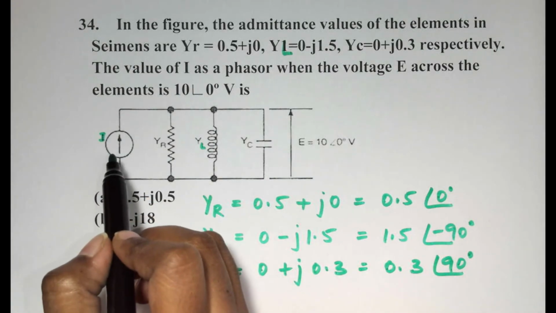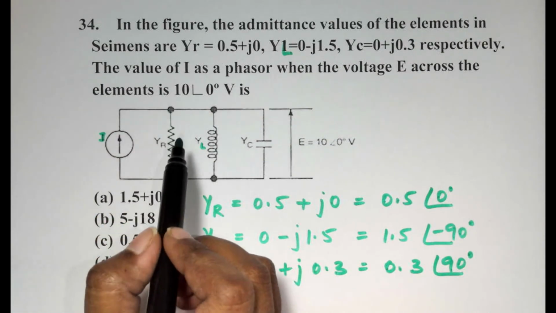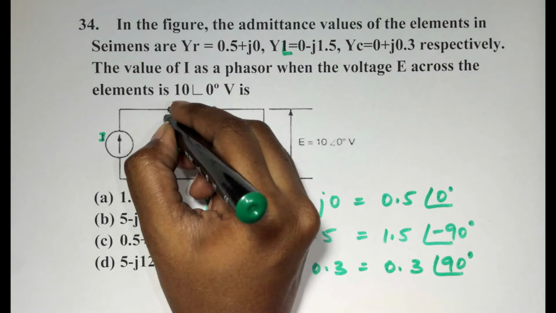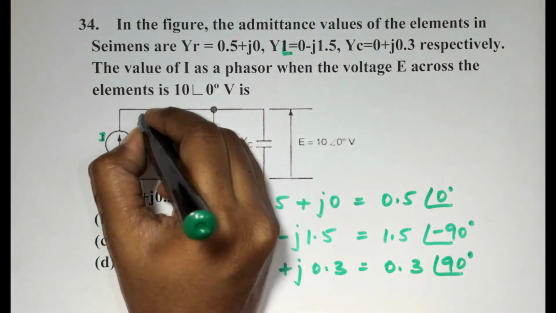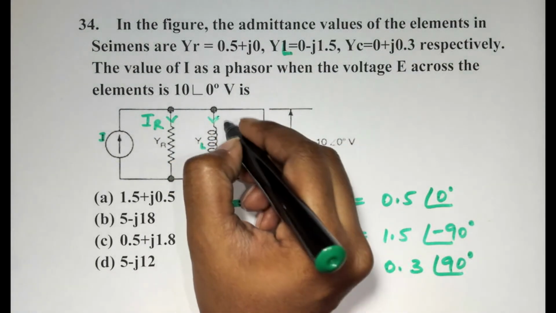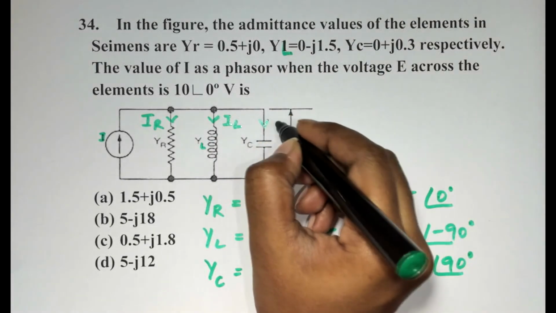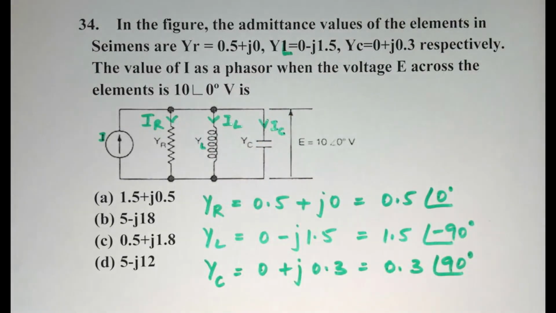Now here we have our current from the source, which is passing through each of the three branches. Let's call the current that goes through YR as IR, the current that passes through this element over here to be IL, and the current that passes through the capacitor to be IC. So now we are going to calculate what the values of IR, IL and IC are. Let's start by finding the value of IR.